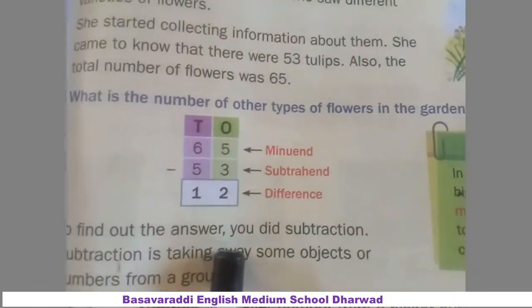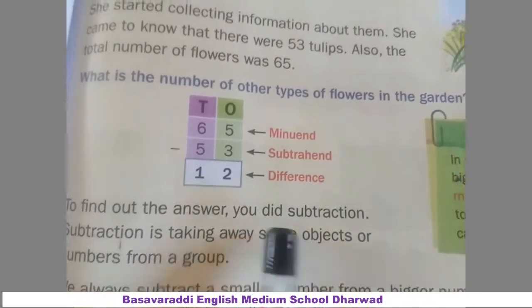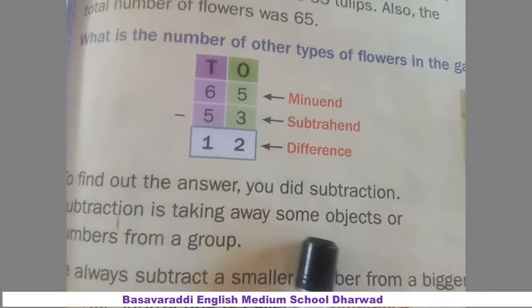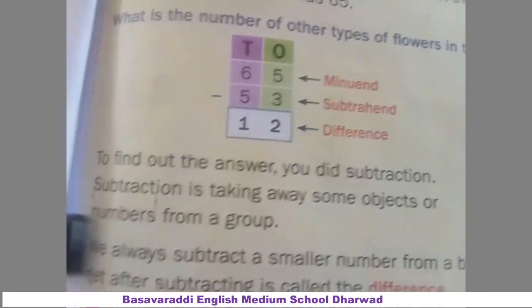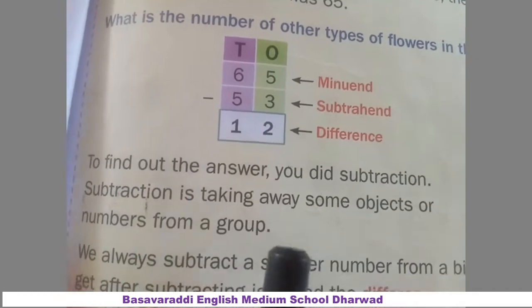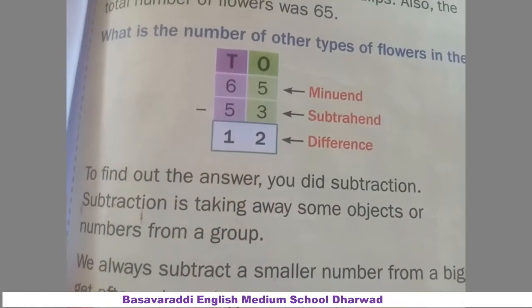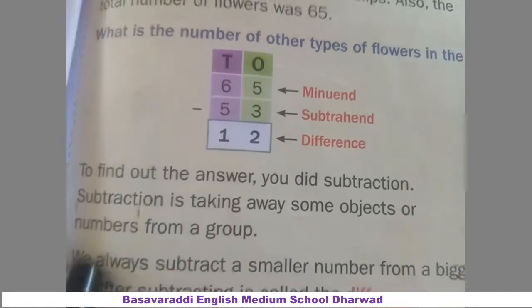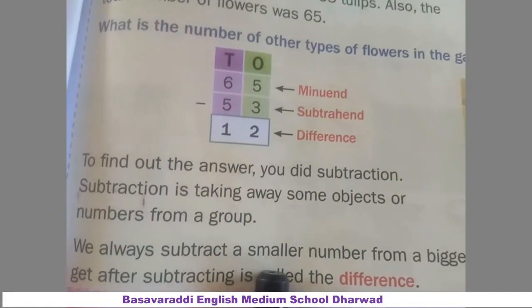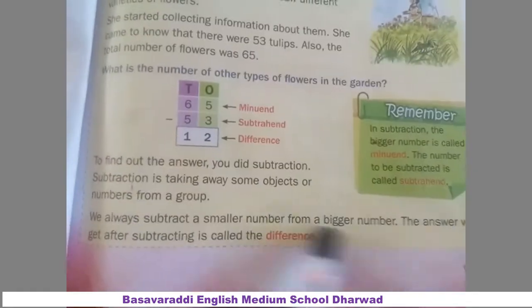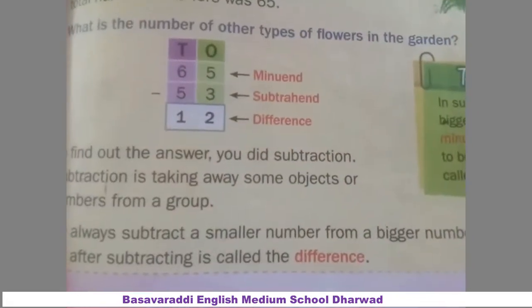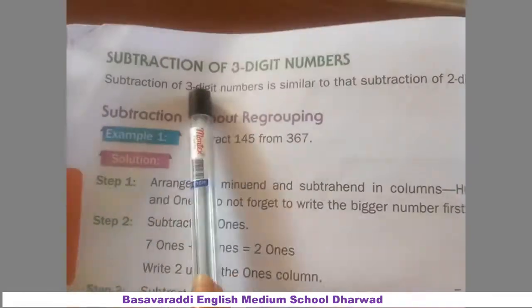To find the answer, we did subtraction. Subtraction is taking away some objects or numbers from a group. When you take an object or a number from a group, that is subtraction. We always subtract a smaller number from a bigger number. The answer we get after subtracting is called the difference. Subtraction of 3-digit numbers.